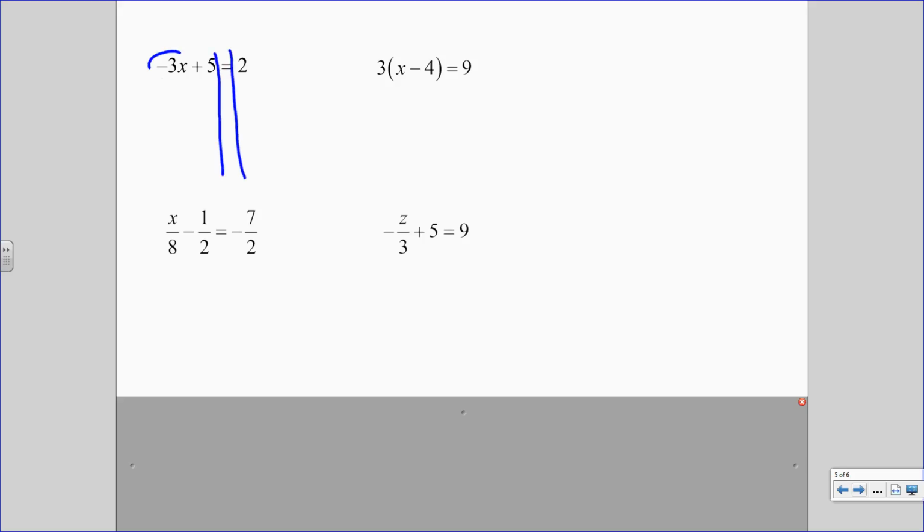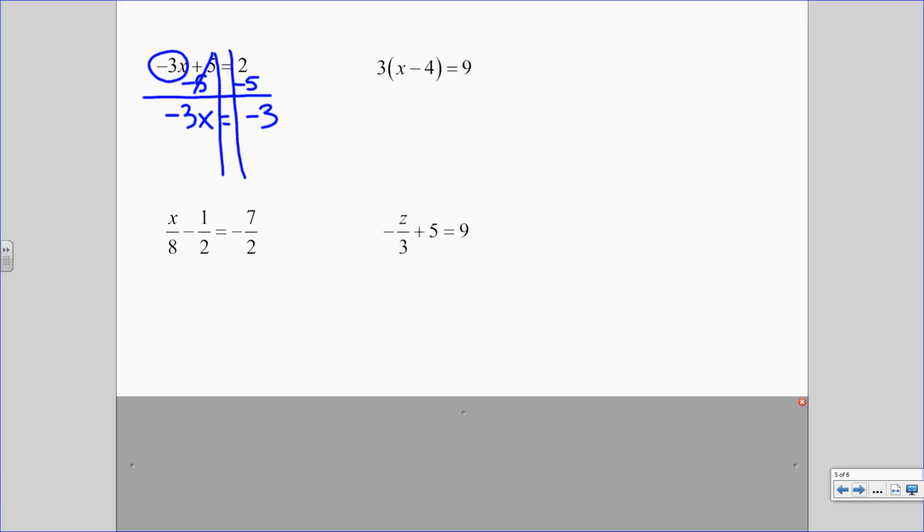Now here's my term with my variable. I leave that alone and I say what's happening to it. It's added, 5 is being added to it, so I will do the opposite and subtract 5. 5 minus 5 is 0. I'm left with a negative 3x is equal to, let's see, 2 minus 5 is also negative 3.